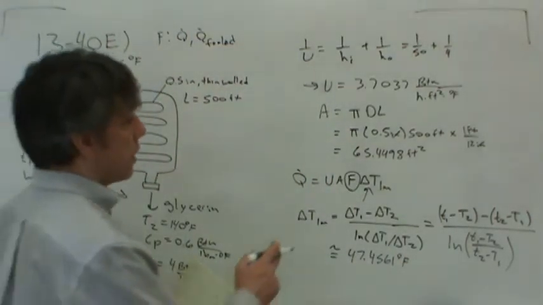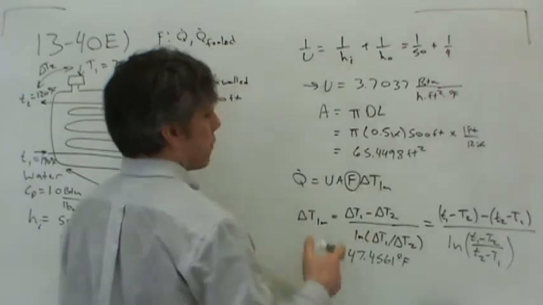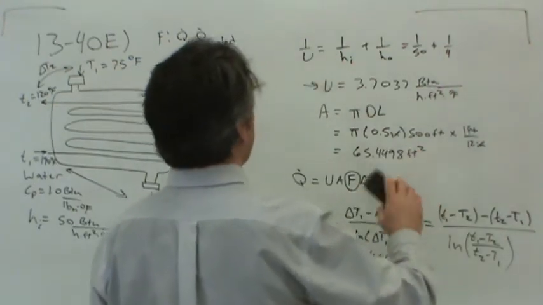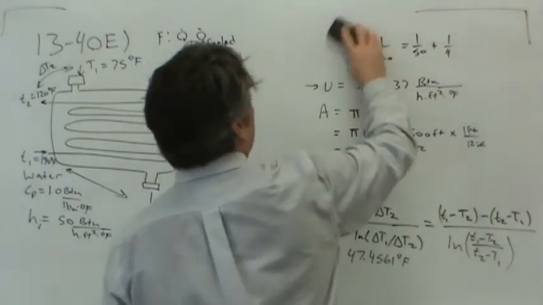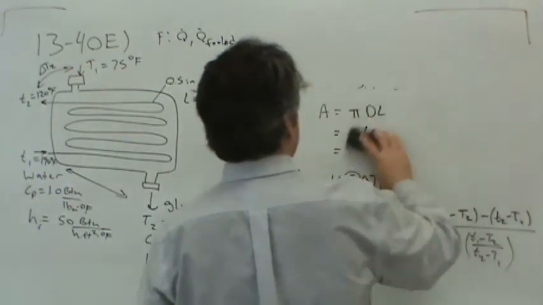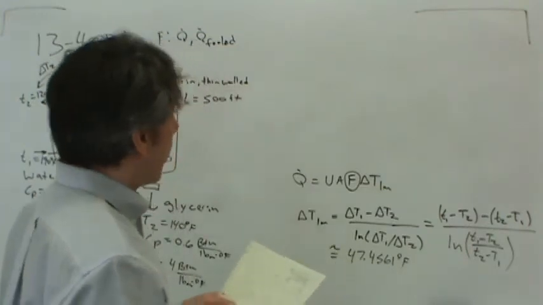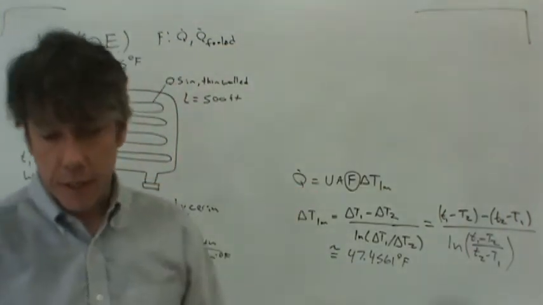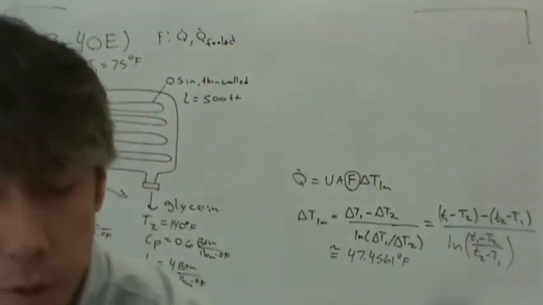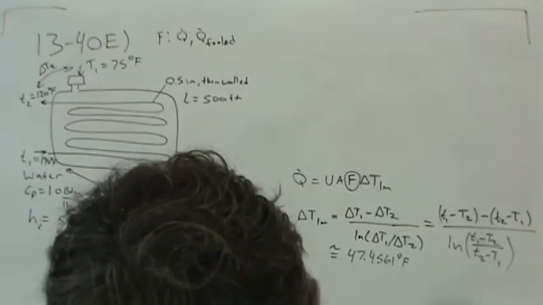Now the last thing to find is this correction factor F. You've got all of this in your notes by now, so let me erase the U and A. And we need this correction factor. How do we find it? Well, the key is to go to the charts. There are no equations for the correction factor F.